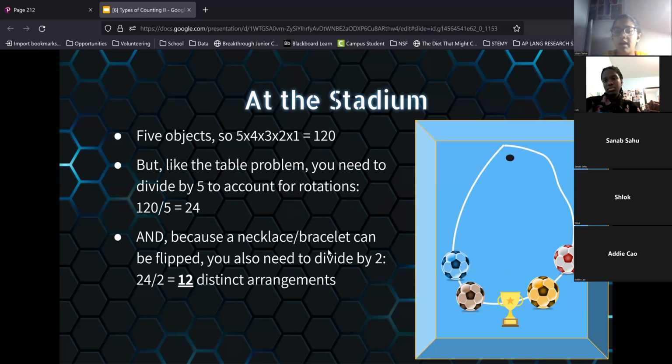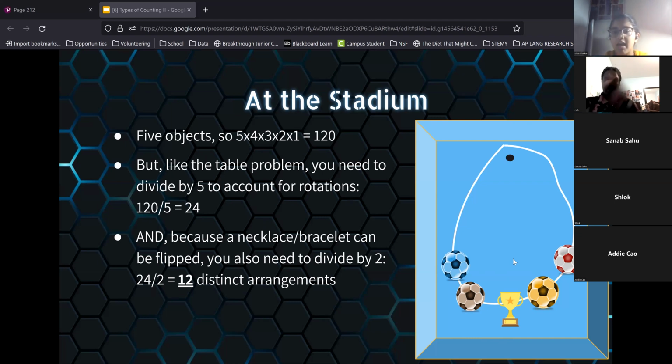The reason we divide by 5 is because there would be 5 ways to rotate it. By rotating beads, I'm assuming you mean the whole necklace. Basically, you divide by 5 because there are 5 objects here, so there are 5 ways to rotate this. One of the objects is at the center or the bottom or whatever, but it would still be the same necklace because you could rotate it to get that original, right?